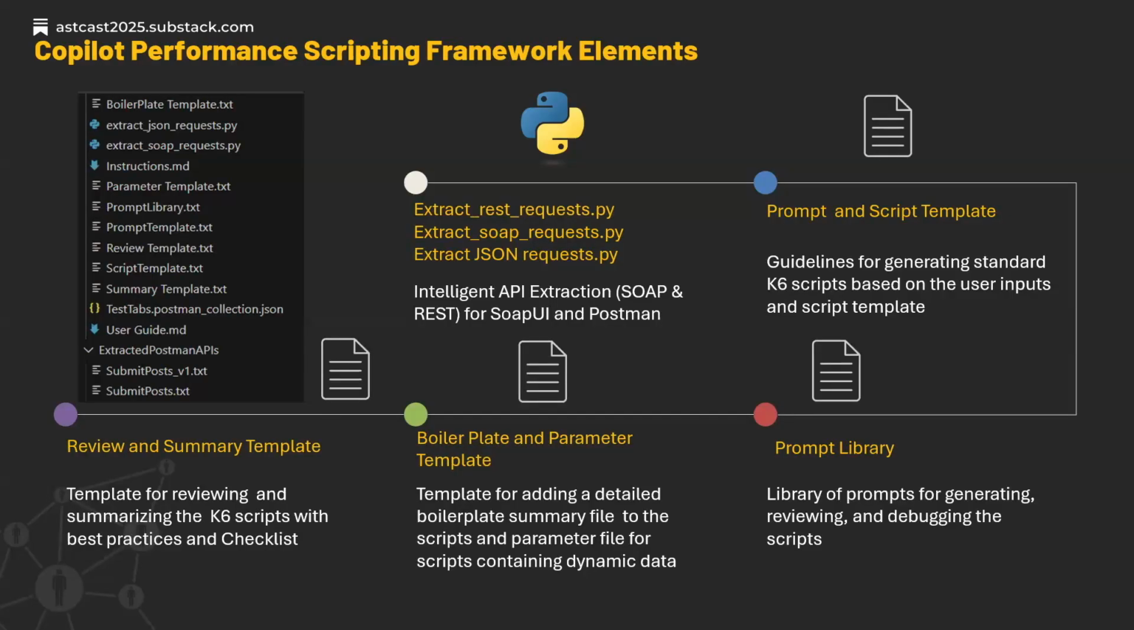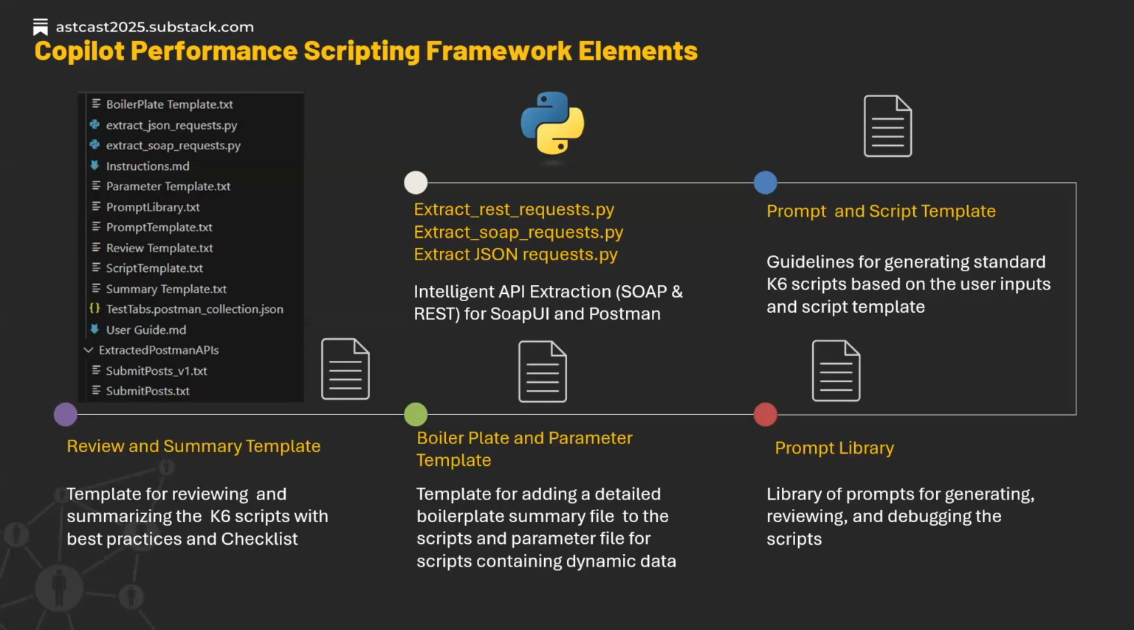The functionality of the Python file is to parse the big collection we have, which consists of thousands, 2000 lines of code, containing all the API details. It extracts only the API details required for scripting from that, and puts them into the extracted Postman APIs folder. So consider the submit post as one of the APIs.